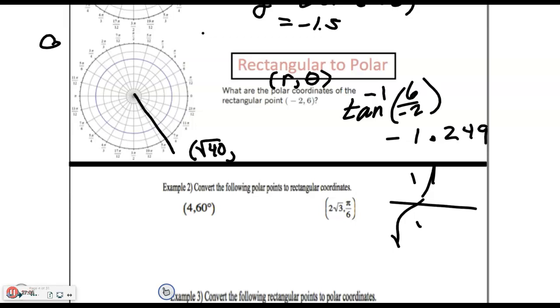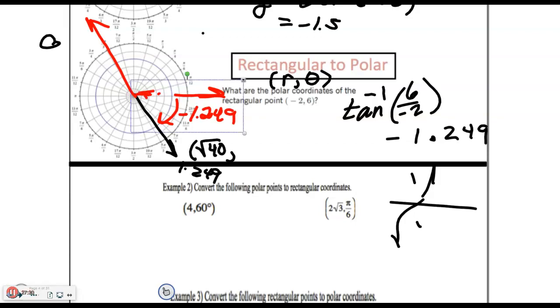So let's pretend that's like right here. Negative 1.249. Well, I know negative 2, 6 isn't over here, correct? It's this way. So you have to figure out what to do to get that way. So instead of going down 1.249, you have to figure out, well, what would be that term right here? What you're going to have to do? Pi minus it. Pi minus it. Yeah, what made you think of that?